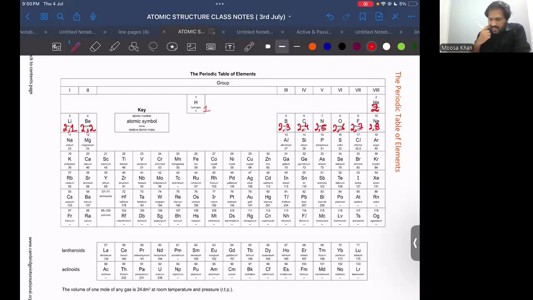2,8. Now, if you see, the periodic table is basically divided into two portions. We have vertical columns in a periodic table and we have horizontal rows in a periodic table. Right? Okay, Abdullah. We have vertical columns.